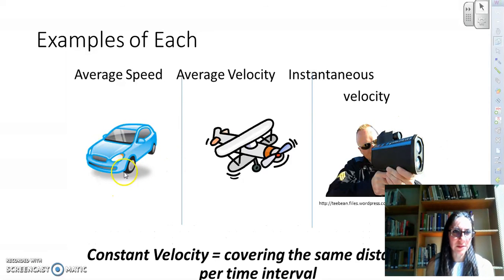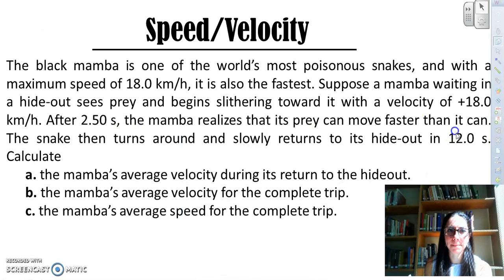So a car usually maintains speed because we usually don't look at the direction. An airplane, you must go in a certain direction. So if you want to fly into California, you have to go west, assuming from the east. And then a cop usually gets your instantaneous velocity when he pulls you over. So in the next video, I'll demonstrate how to solve this problem.